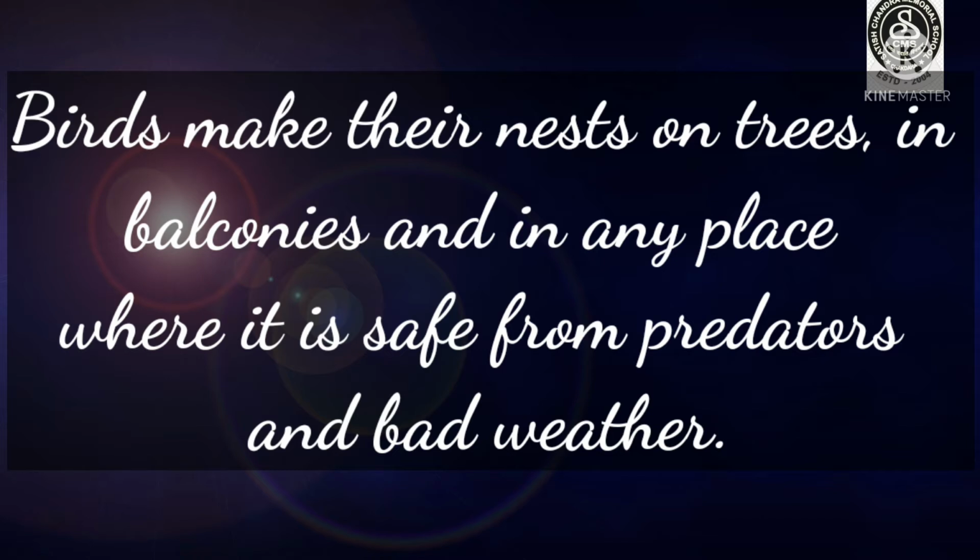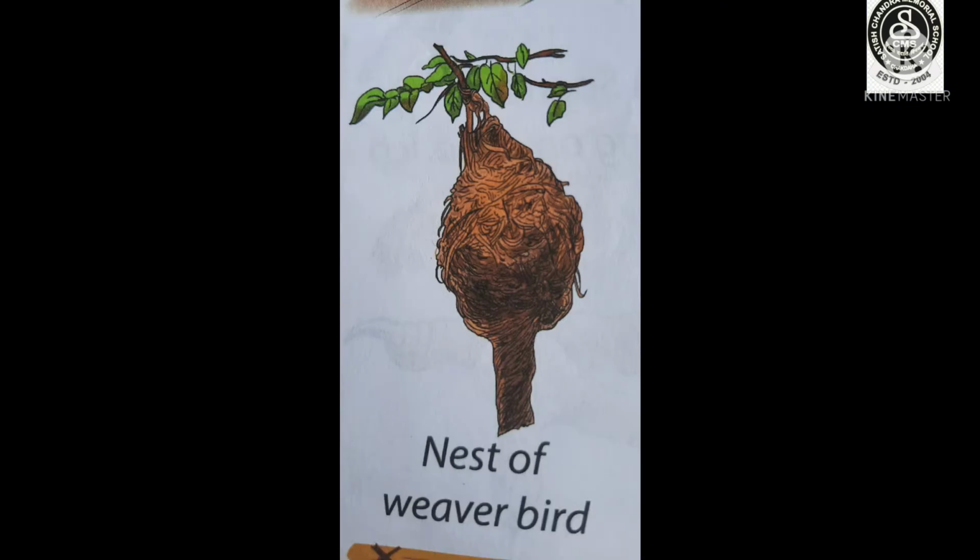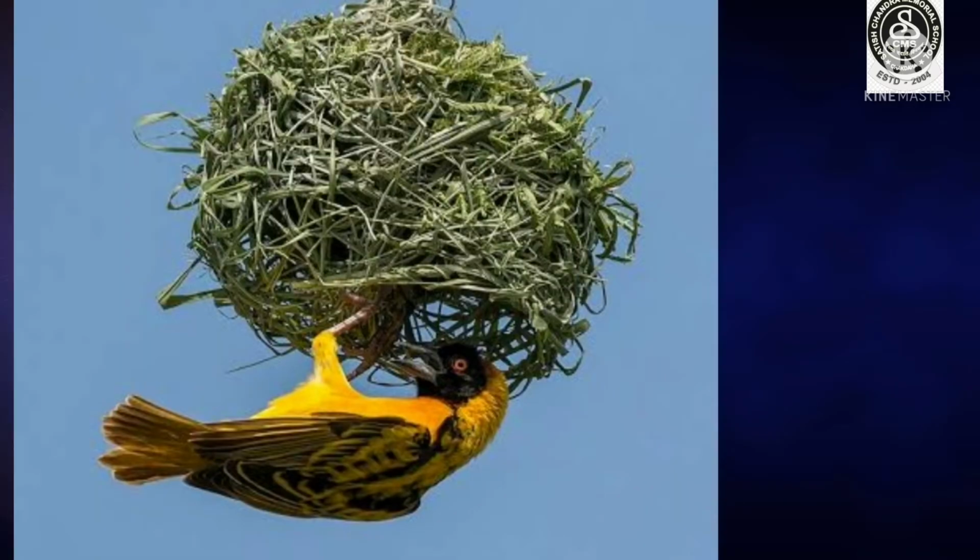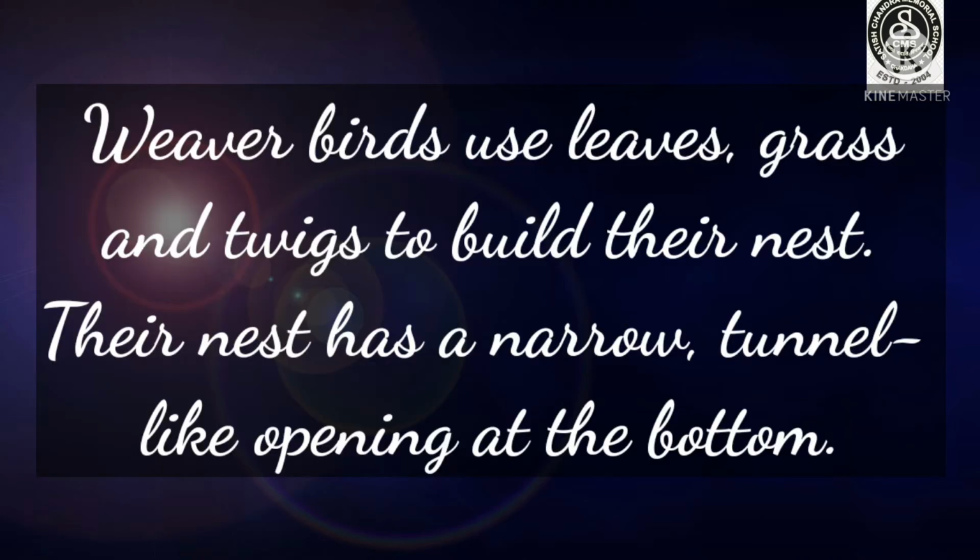See the next one, children. It's a very innovative nest. It's a nest of a weaver bird. You can find that they make this nest in such a way that its face is towards the downside. Yes, from there they get inside. Weaver birds use leaves, grass and twigs to build their nest. Their nest has a narrow tunnel-like opening at the bottom. That I said, downside there is a face for getting inside the nest. It is very innovative, right?